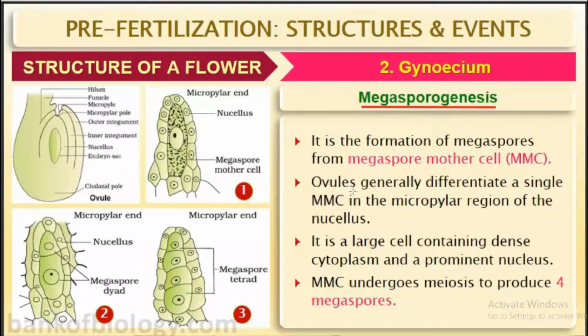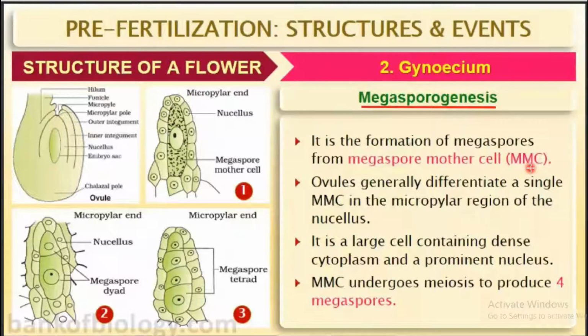Then how are these megaspores produced? Inside the nucellar tissues, you can see this is the part where the nucellus is present. In the region of the micropylar end, some of the cells of the nucellar tissues differentiate into the megaspore mother cell, abbreviated as MMC. So megaspores are produced from the megaspore mother cell.